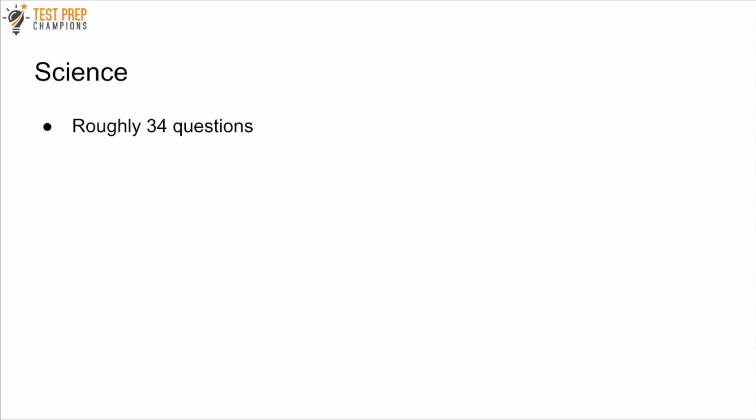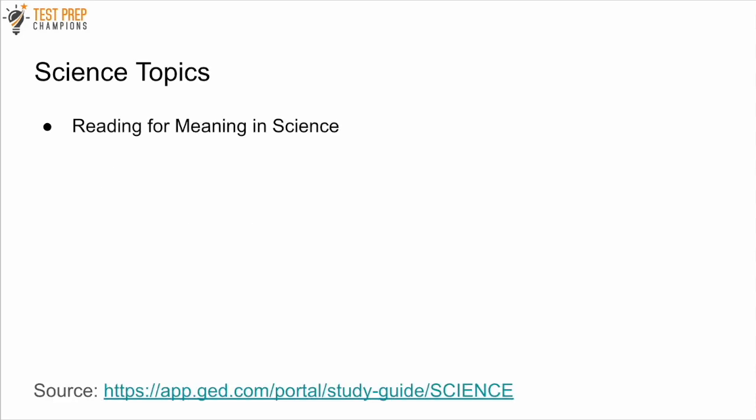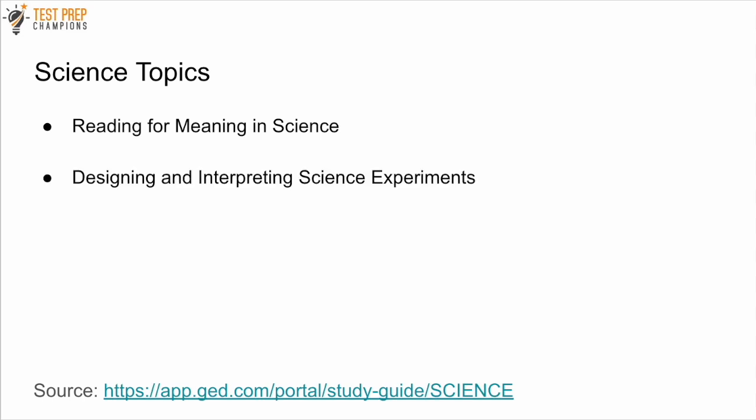For the science section, you'll have roughly 34 questions. You'll have 90 minutes to complete them, and your calculator is allowed. So the science topics include reading for meaning in science, designing and interpreting science experiments, and also using numbers and graphics in science.